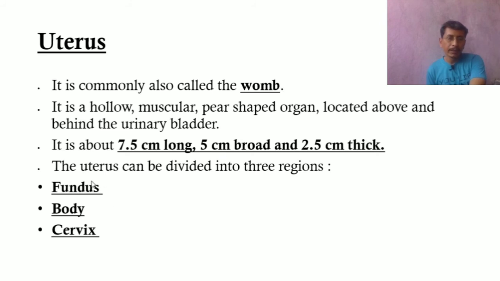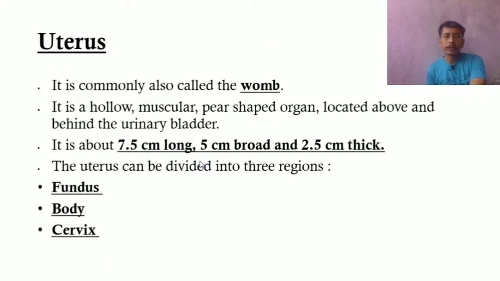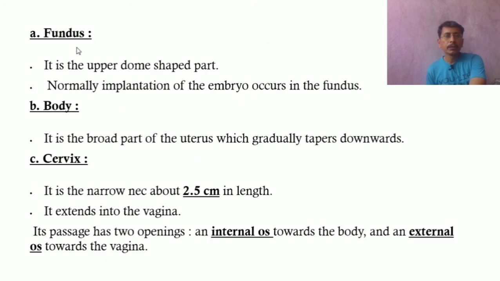Now this uterus is divided into three parts: fundus, body, and cervix. The upper part is known as the fundus, the middle part is known as the body, and the lower part is the cervix. These are the three parts. The fundus is the upper dome-shaped part, and implantation of the embryo takes place at this fundus.